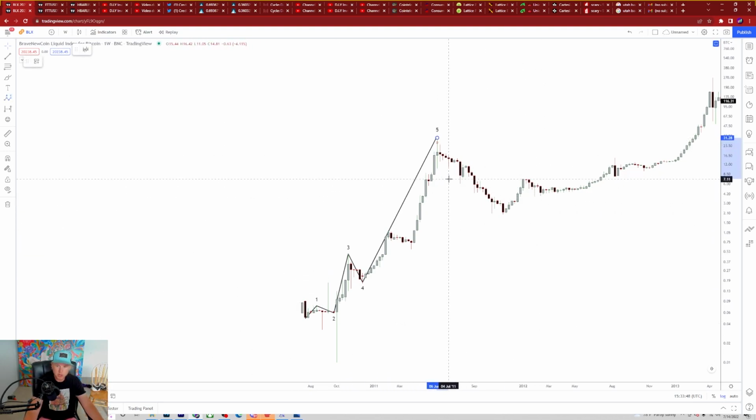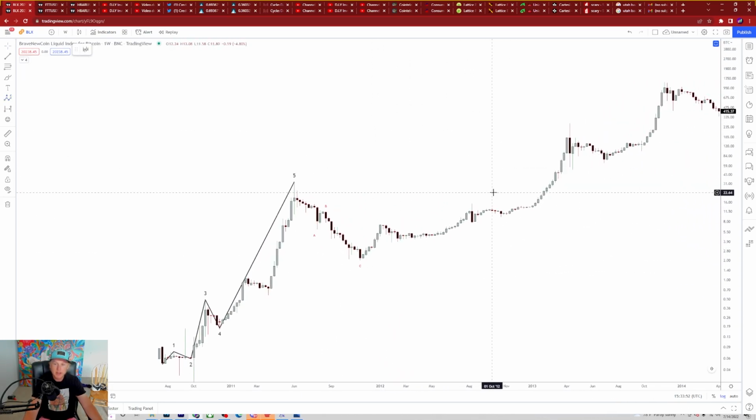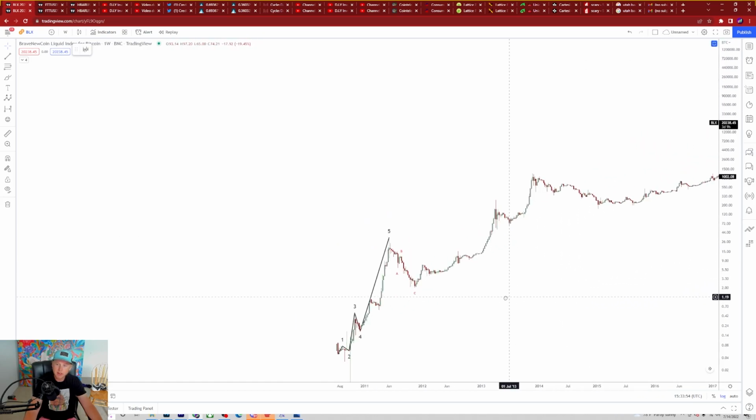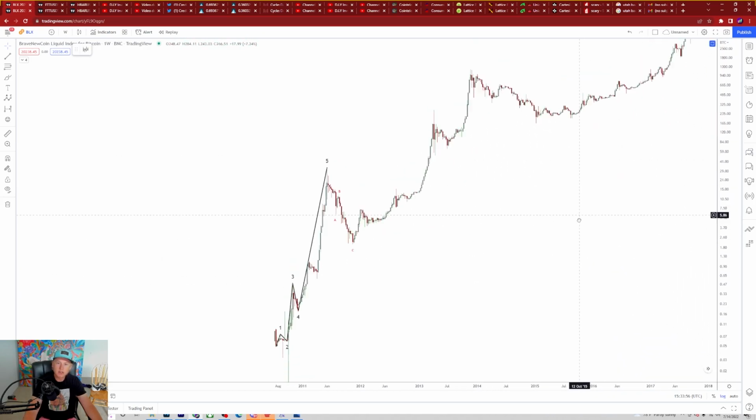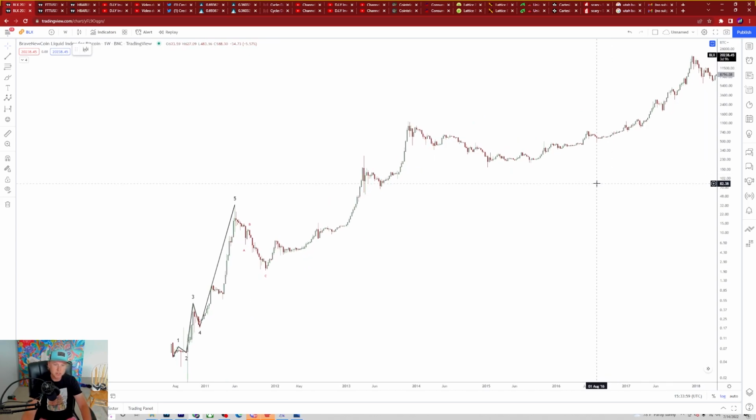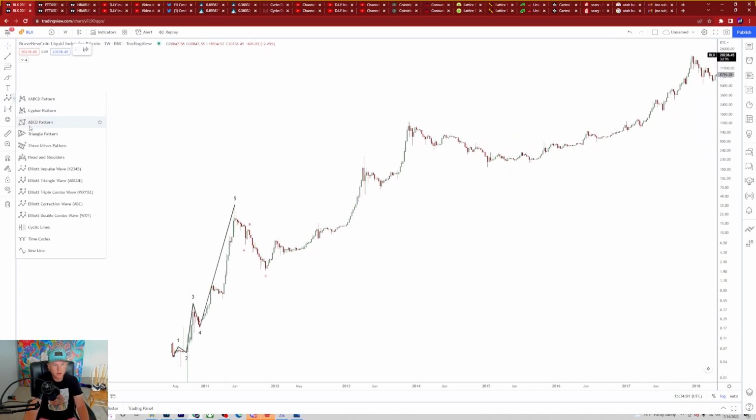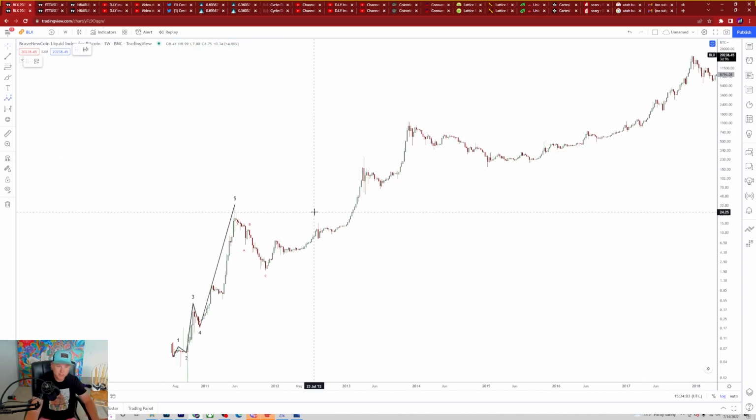Now after an impulse, you have a correction, pretty much just an ABC back down, and then this is what starts the next major impulse in our cycles. Now, this is where things get a little bit different. A lot of people draw their Elliott wave impulses when looking at the Bitcoin cycle as this being one wave. This was our first 3 sets of impulses.